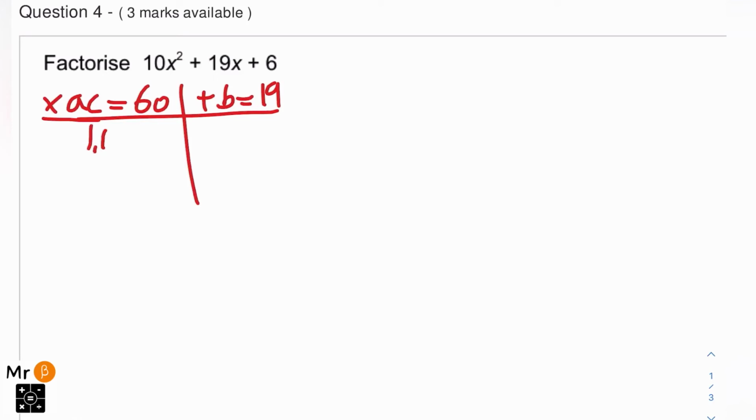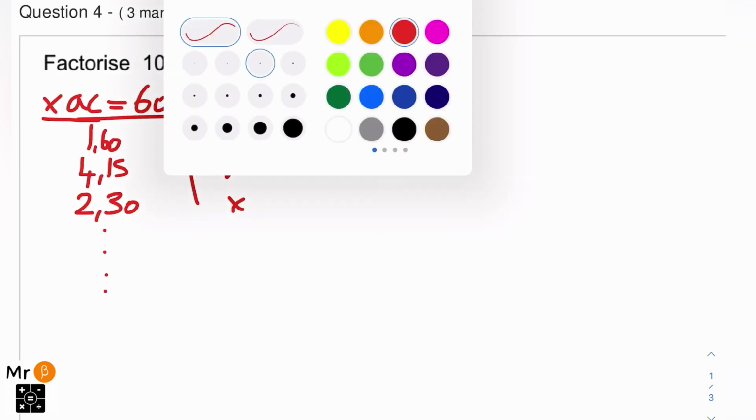Again, there are quite a lot of factors, so if you think about this carefully and think about factors which have a difference of 19, you'll get it a lot quicker. So 4 times 15, 2 and 30, and so on. And you'll see that we've got it on our second one. 4 plus 15 is 19. Now we rewrite our quadratic.